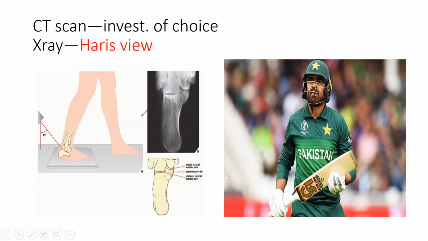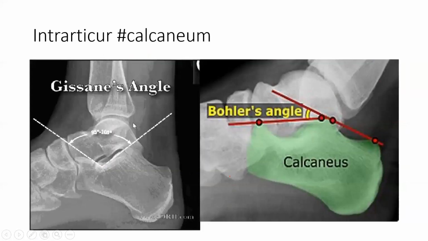If you see from posteriorly, your calcaneum will show like this. This is your calcaneum from posteriorly. This is the Harris view. So you just remember the name Harris view, because it is for all MCQs. There's no if and but and why. You just remember Harris view, calcaneum. There are two angles, and these two angles are very important. You just remember the names.